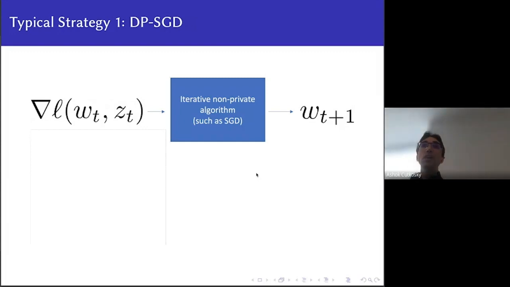Okay, so a typical strategy for solving this problem is something like DP-SGD. So how does this work? You start with any kind of iterative non-private algorithm, such as stochastic gradient descent. And these algorithms tend to access the data by looking at gradients. So given some iterate w_t, we'll evaluate the gradient at one data point z_t, and then use that gradient in some way to produce a second iterate w_{t+1}. And maybe the simplest way is SGD. We just add the gradient to the previous iterate, but you could do something more complicated, like whatever Adam does, some sort of more intricate stateful update. Doesn't really matter. The point is that the data is only accessed through this gradient.